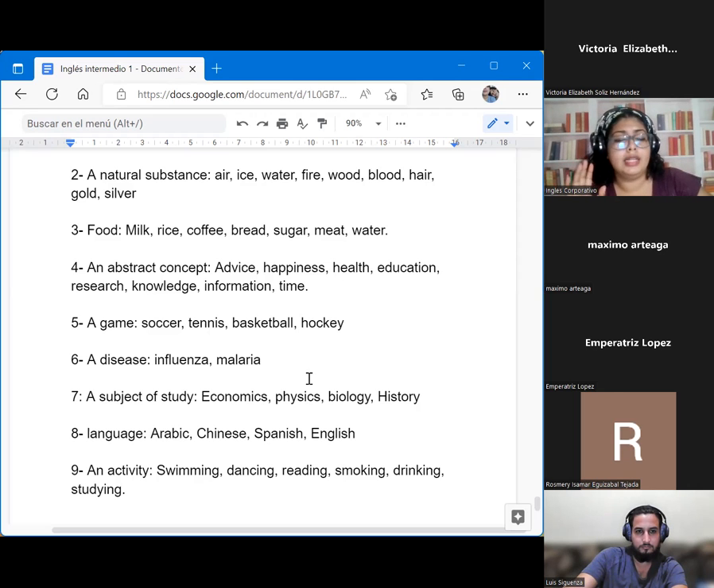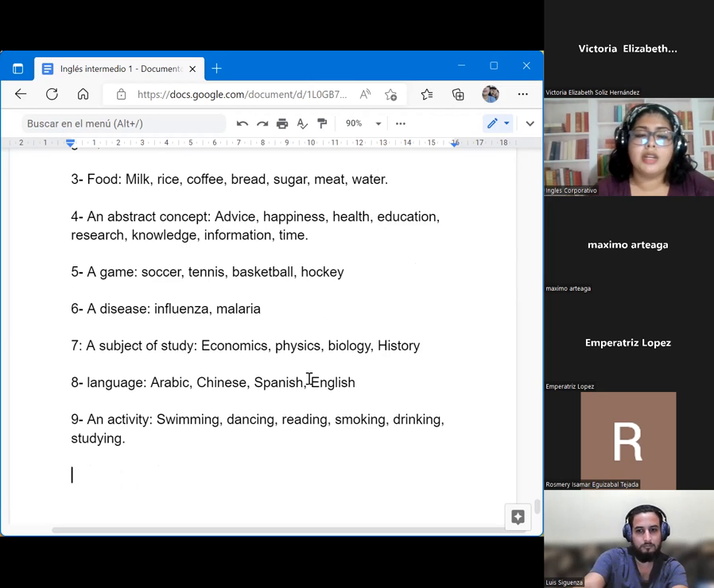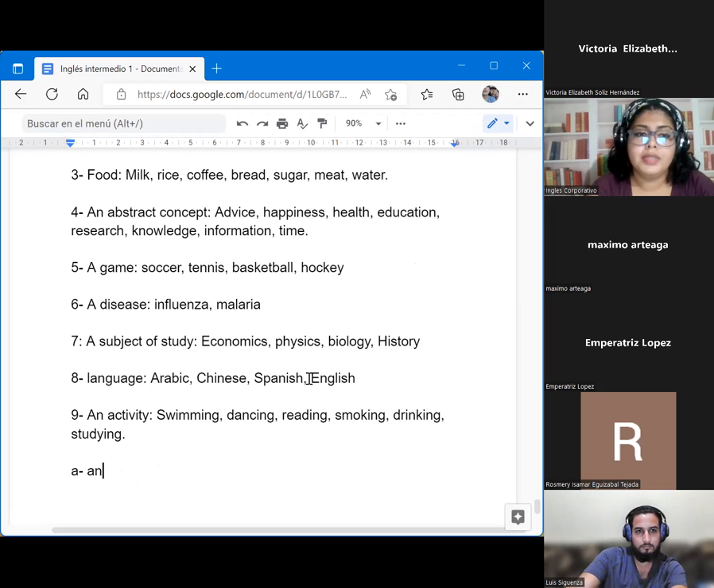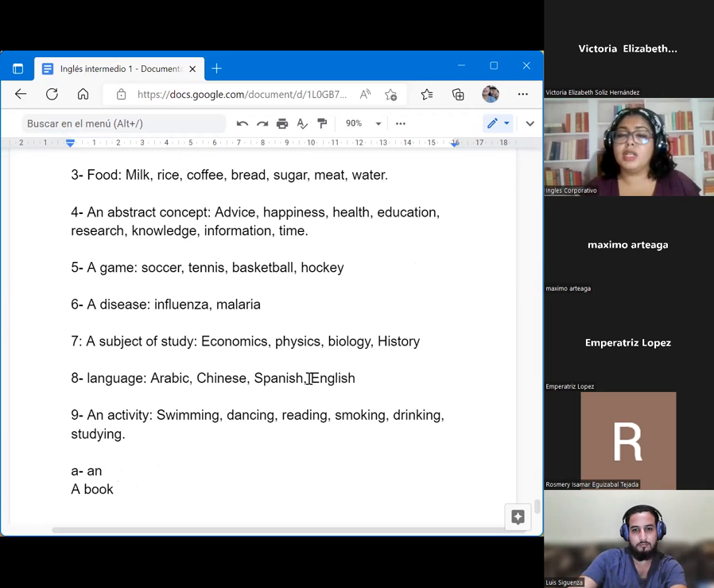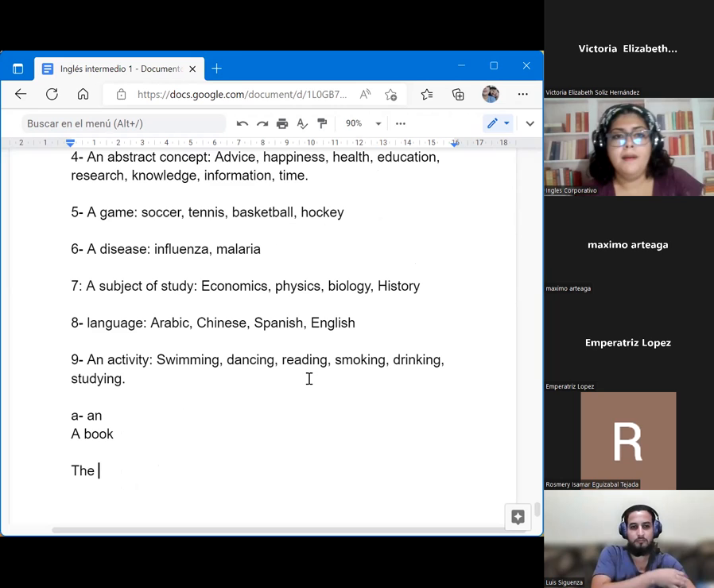And the last thing for that topic is that the noncount nouns do not use the indefinite articles A or AN, and they can, however, use the definite article the. So, in the count nouns, we can use the articles A and AN. When we have a count noun, we can say, for example, a book. And I am talking about one book. But in the noncount nouns, we are not going to use those articles. We are going to use this one. The influenza, for example.